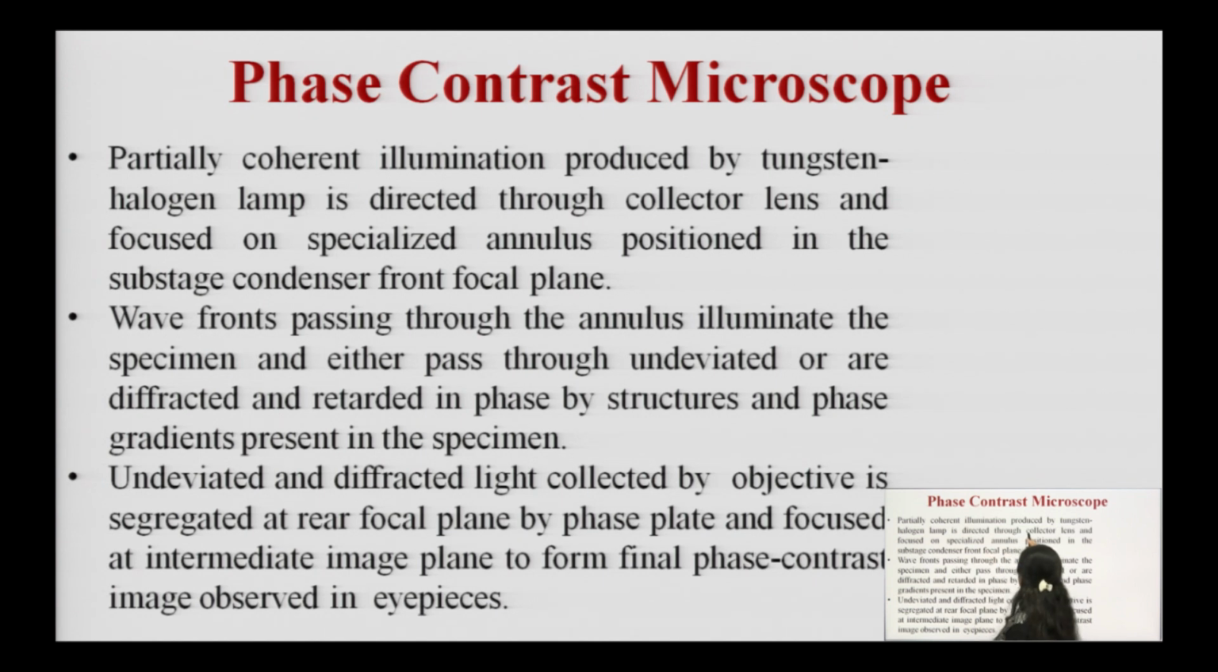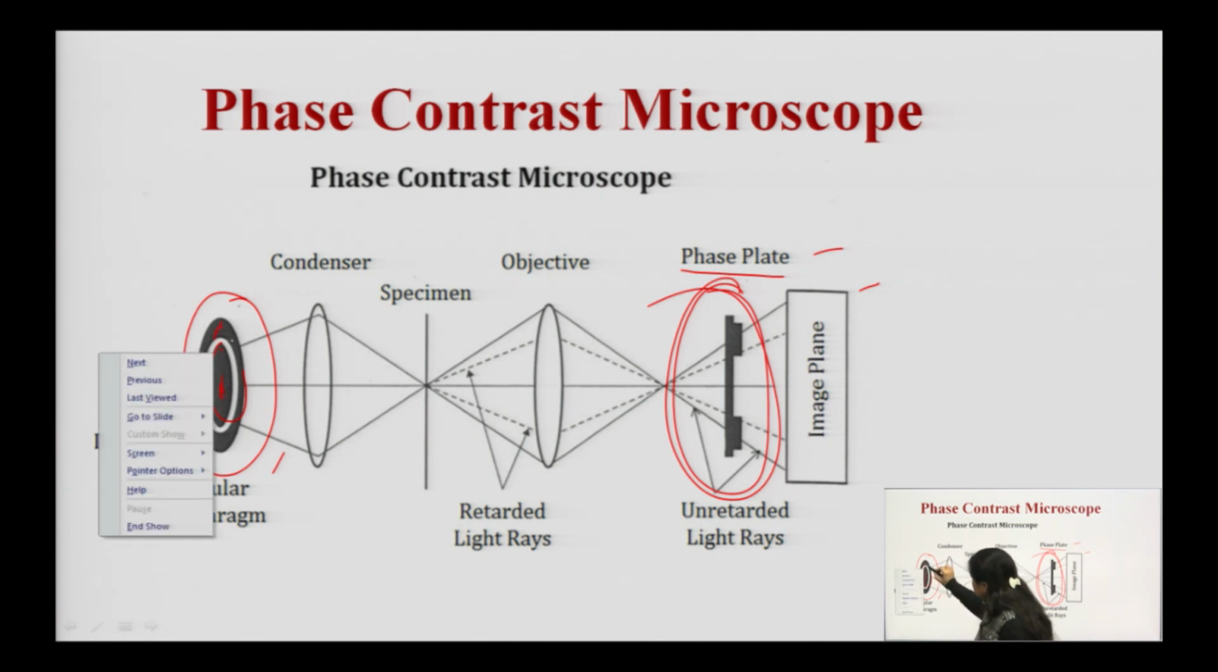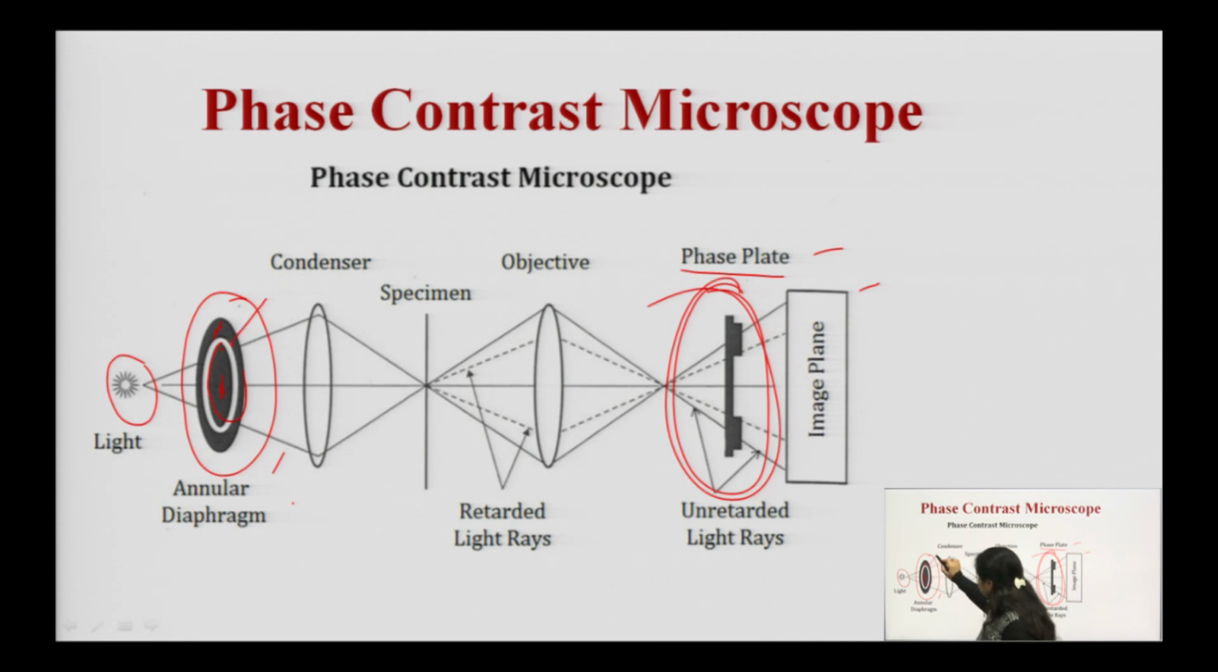Partially coherent illumination is produced by the tungsten halogen lamp. The light from the halogen lamp placed here will move through this annular diaphragm. This is a dark place, this one is also dark, but this is what is known as your groove. Through this groove, light will pass through the grooves within the plate.